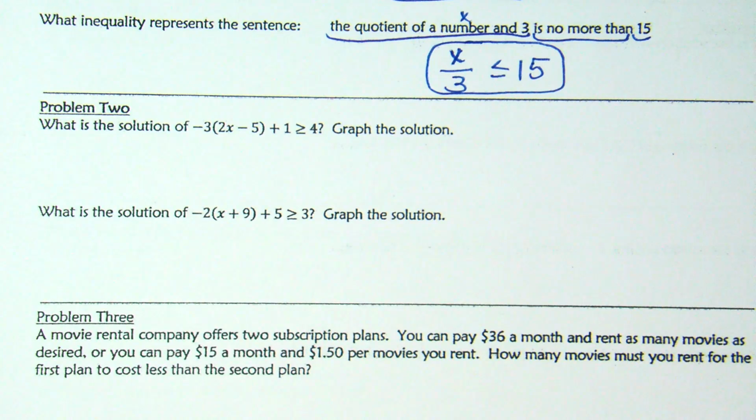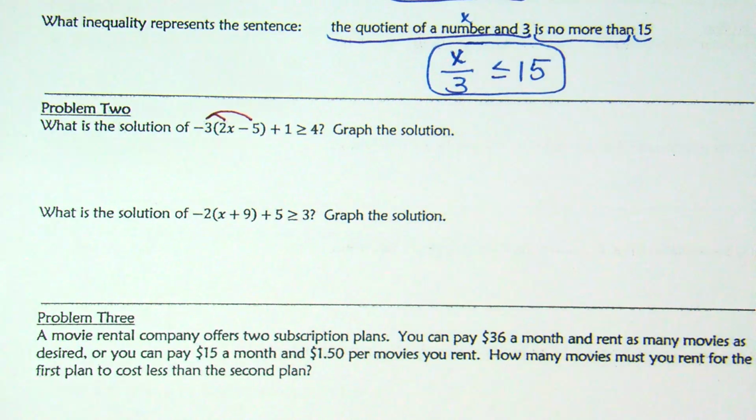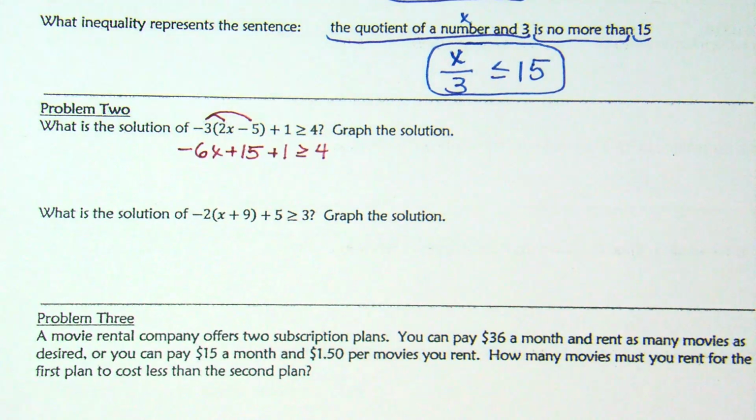Okay. We're going to distribute. So distributing, what do we have when we distribute? Go ahead, Sarah. Negative 6x. Okay. Negative 6x plus 15. We're still going to carry down the plus 1 greater than or equal to 4. So we distributed. What's next?